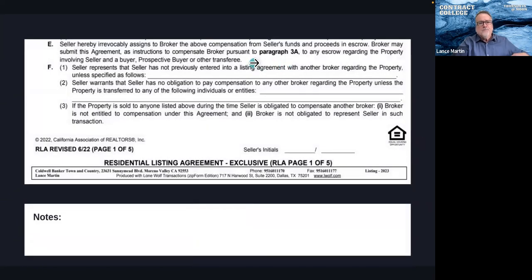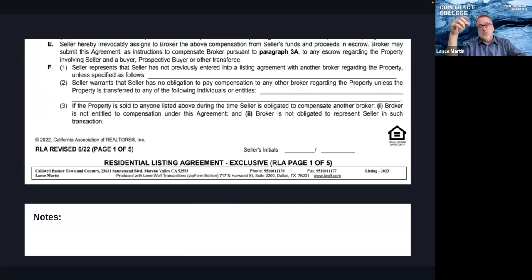Okay, so this talks about seller hereby irrevocably assigns the broker the above compensation and funds and proceeds in escrow. What this is saying is this is actually not completely accurate. This is in conflict with what we actually do in reality. But what the contract says is once the seller signs this and says, hey, you're going to get 6% of 850, and they open the offer, this in effect says the seller is irrevocably assigning to the broker that money. Okay, so it's done.